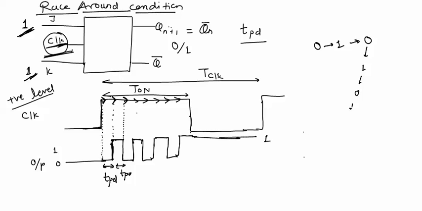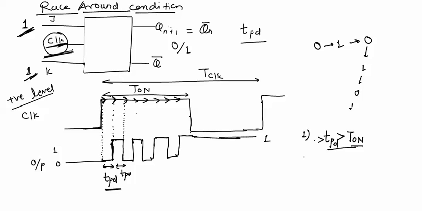One solution is that the flip-flop takes a time of TPD for changing its output after triggering. So if we make this TPD time greater than T on, meaning the T on time of a clock is made less than the TPD delay of the flip-flop, then this race around condition can be avoided.